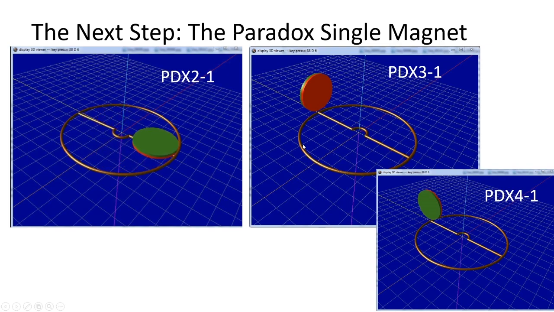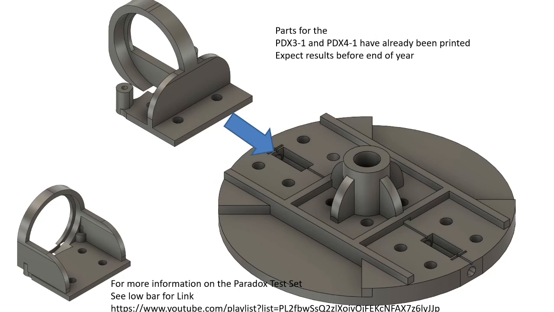And that's the same with the 3 and the 4. So the new Fusion 360 models, I have an armature, which has slots to accept magnet holders. I already have these parts built, and we're going to have the experimental data out, hopefully, before the end of this year, which is 2021.